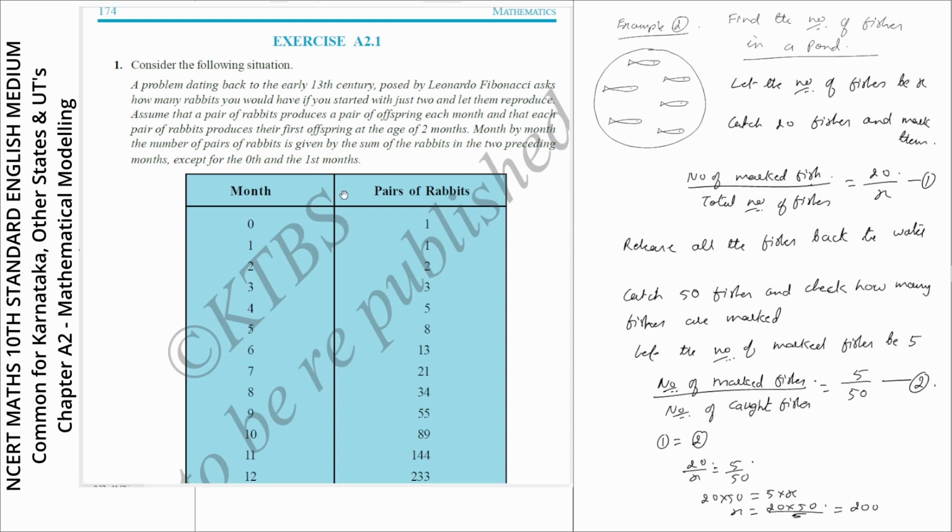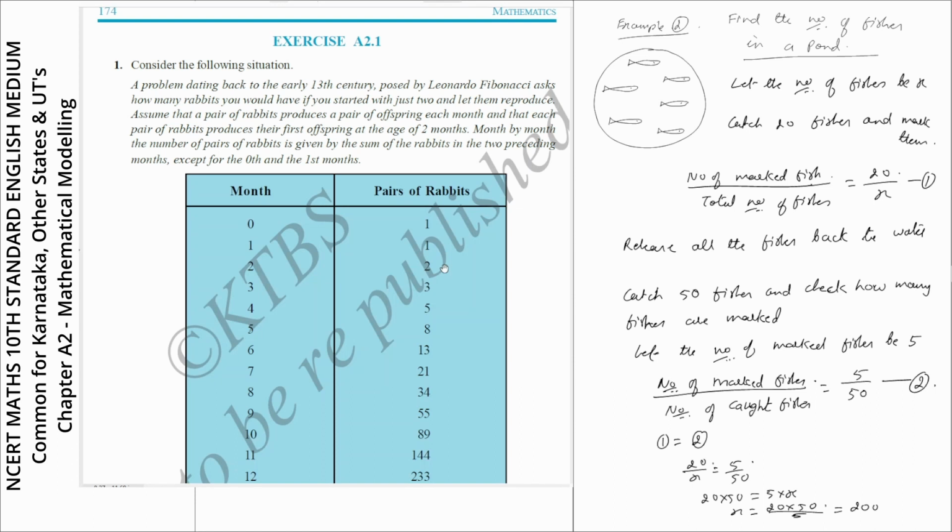So here there is one pair of rabbits, and that pair will reproduce in 2 months. Initially one pair of rabbits is there, so in the next month that rabbit will not reproduce. It will be like as it is. And in the second month that pair of rabbits will reproduce. Therefore in the second month the total number of pairs of rabbits is 2. So like this, it goes on.